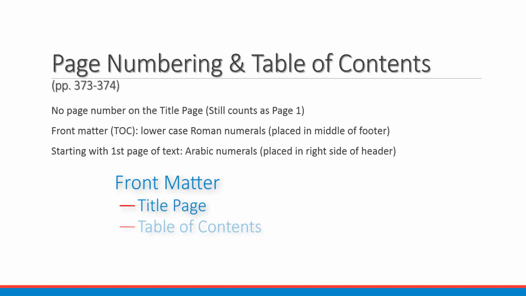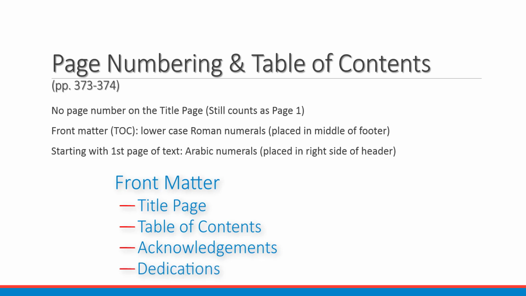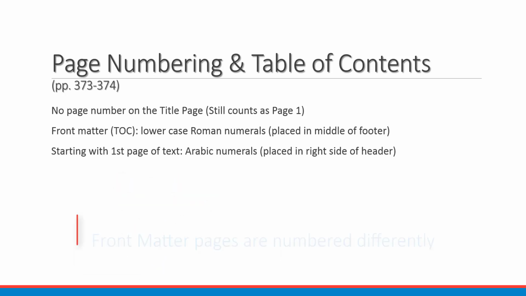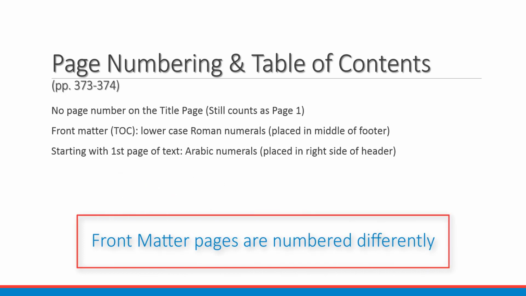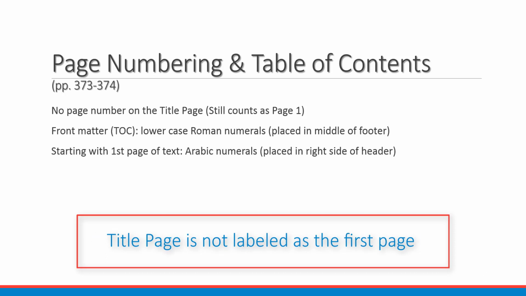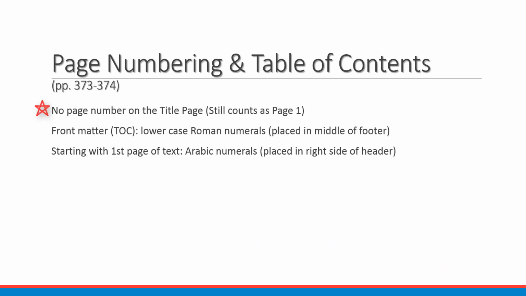The title page, table of contents, and any other preliminaries that your document may include, such as acknowledgments and dedications, together make up the front matter of your manuscript. The pages of the front matter are numbered differently than the rest of the pages in the manuscript. The title page, although considered the first page of your document, is not labeled as such. No page numbers should appear on the title page of a Turabian paper.